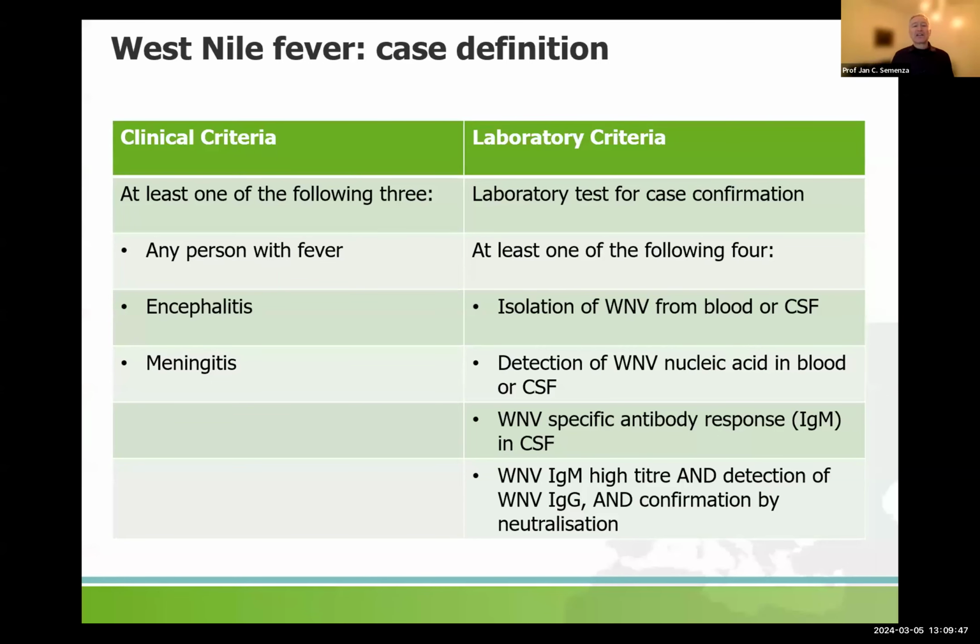The clinical criteria for West Nile fever are, as I mentioned, a person with fever, encephalitis, or meningitis, which is kind of unspecific. But then, of course, laboratory confirmation needs to be carried out. Ideally, we like to isolate the virus from blood or spinal fluid, but that's very difficult to do. Obviously, PCR might be easier if you want to detect the nucleic acid of the virus in biospecimens. And then you can also look for IgM antibodies, which are detectable 3 to 8 days after the onset of symptoms.